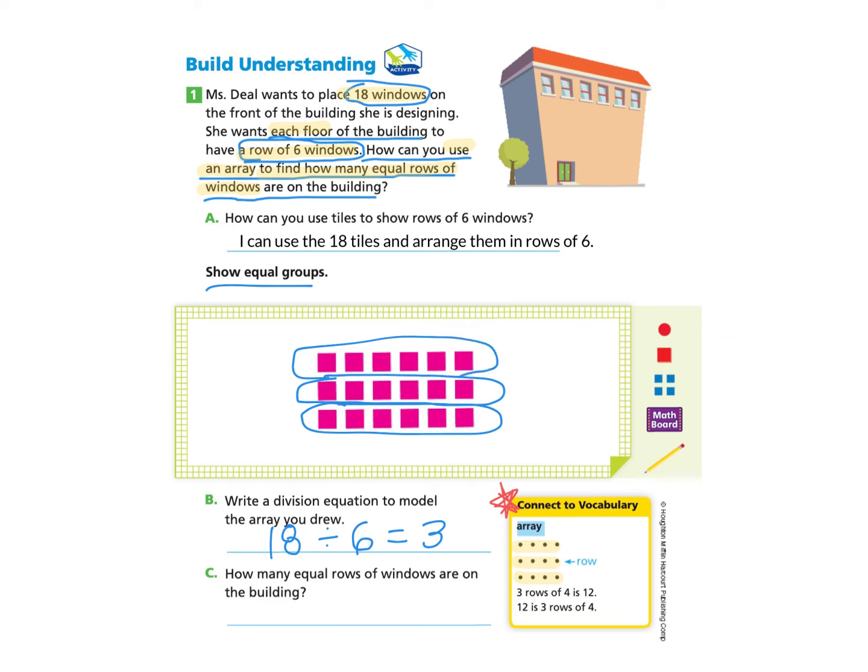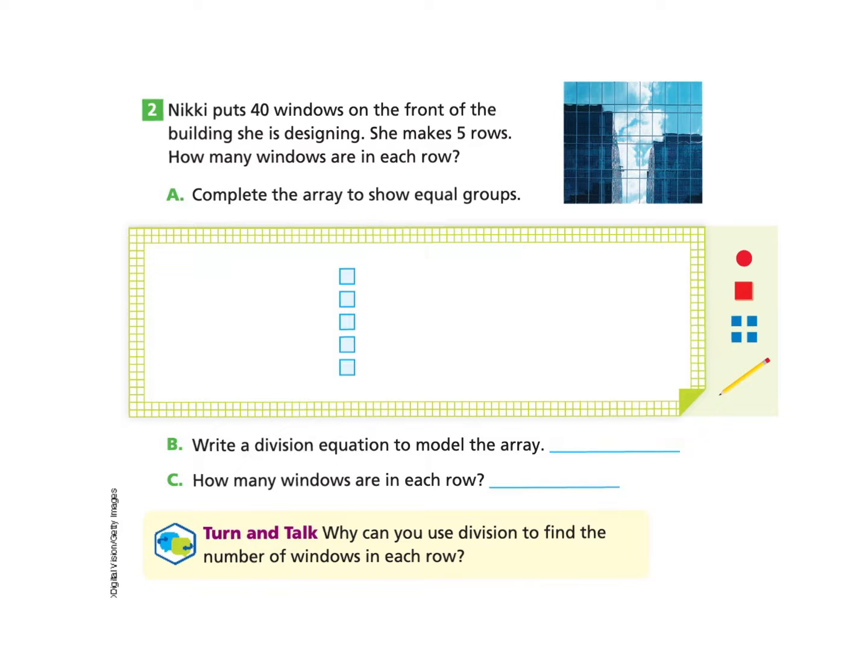We can now answer part C. How many equal rows of windows are on the building? There were 3 rows. Let's take a look at the next page, page 157, part 2.